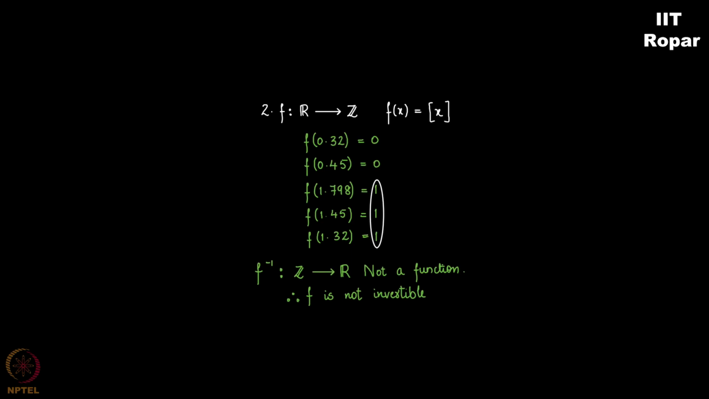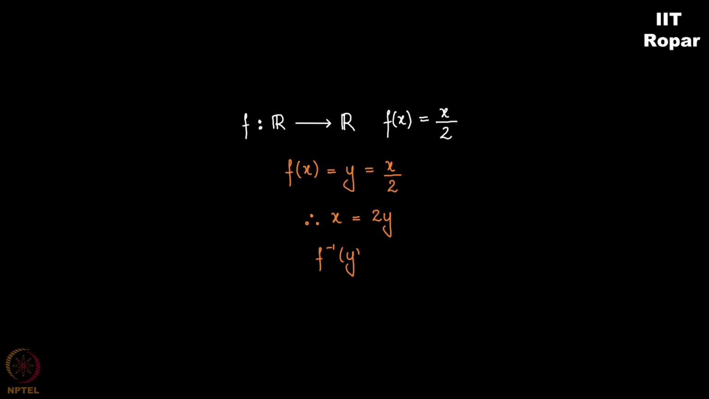The last question: if f is a function from R to R defined as f of x is equal to x by 2, so I'm taking the half of that element each time. What is the inverse here? f of x is y, so what is y equal to? x by 2, and therefore what is x? Very simple, it is 2y, right? So f inverse of y happens to be 2y.